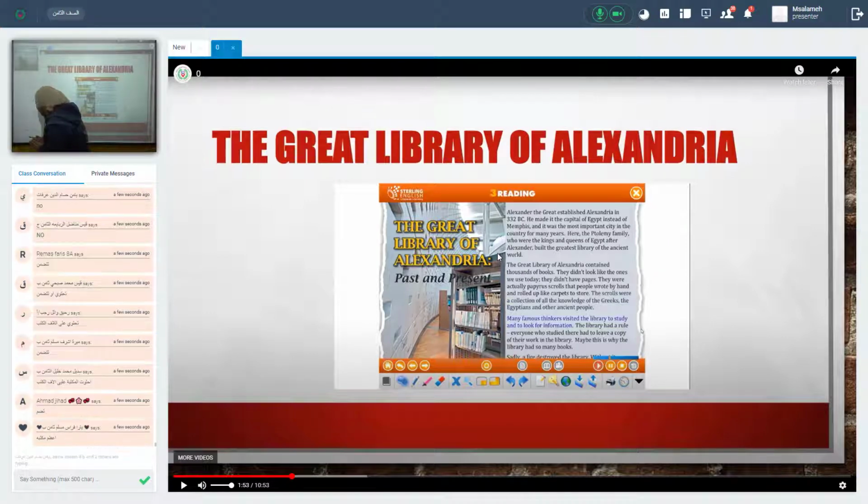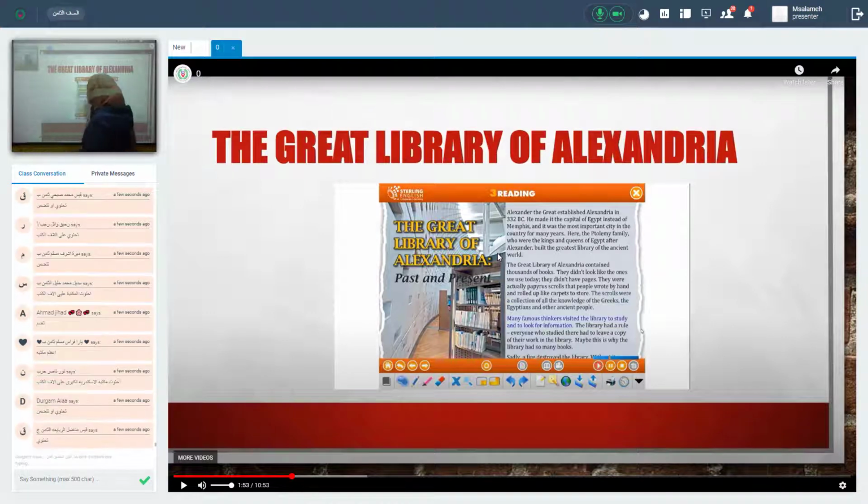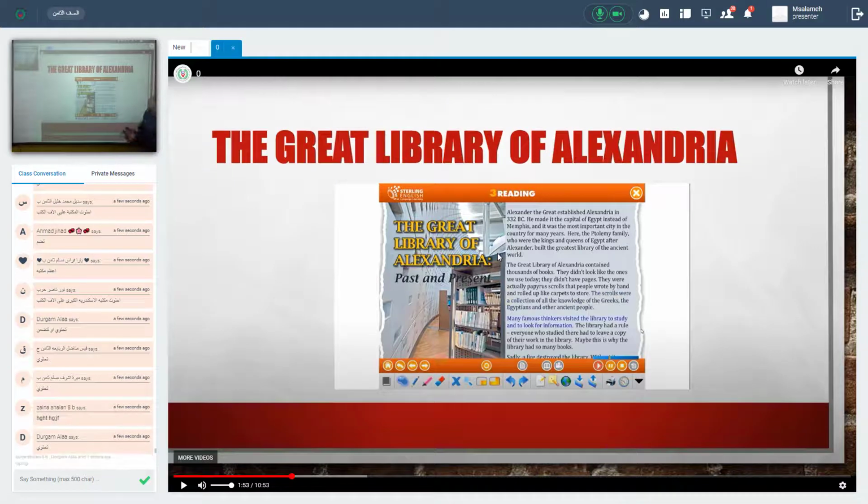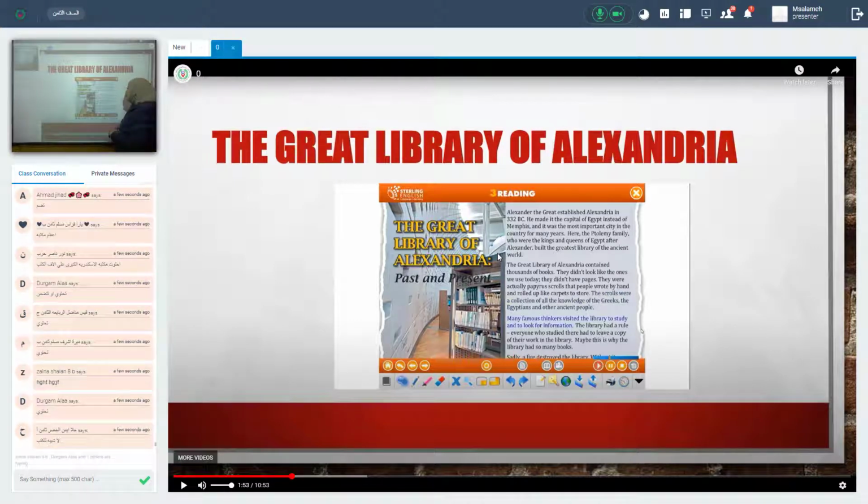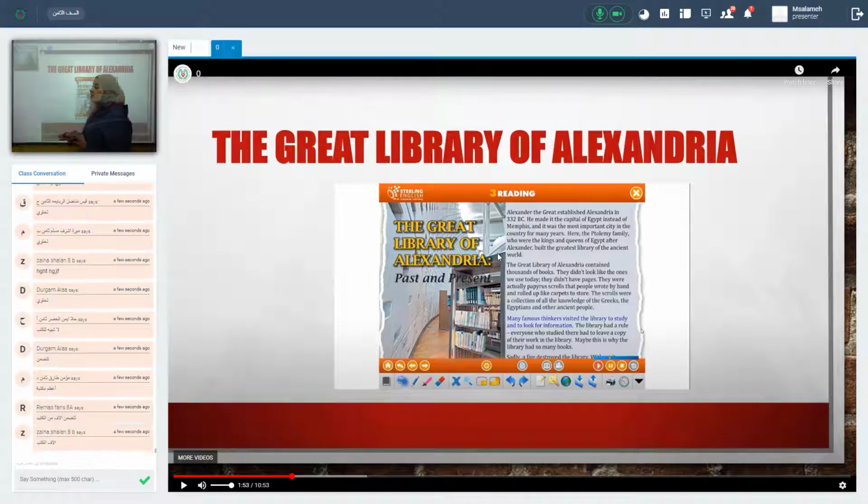Bravo. Great library, the great library of Alexandria, contains thousands of books, thousands of books.